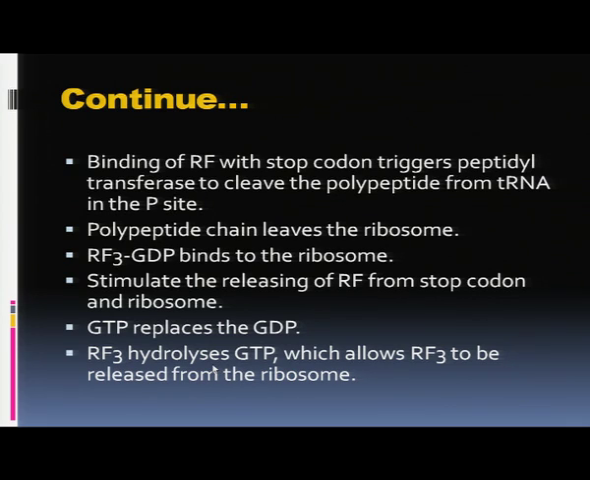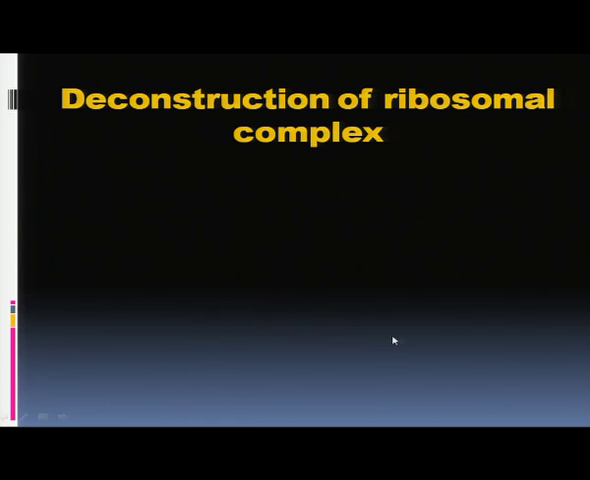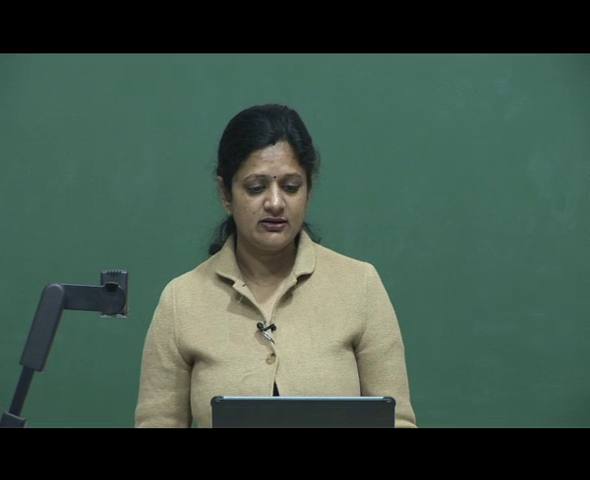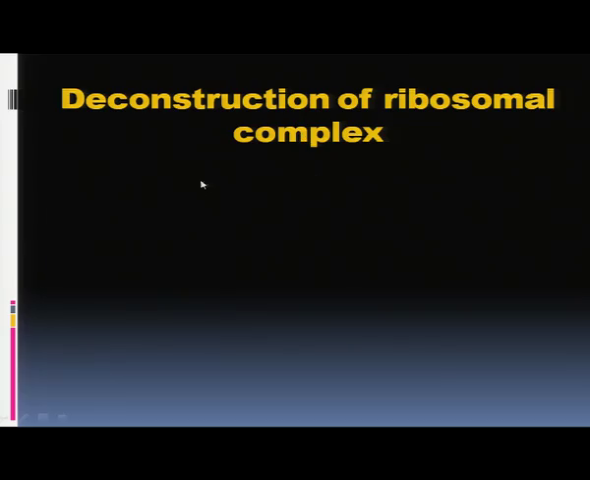Release factor 3 hydrolyzes GTP, which allows release factor 3 to be released from the ribosome. Release factor 3 hydrolyzes the GTP molecule, and hydrolysis of the GTP molecule will help release factor 3 get released from the ribosome. Now, after the release of release factor 3 from the complex, how will the whole ribosome complex be dissociated, or we can say deconstructed? That is the deconstruction of the ribosomal complex.